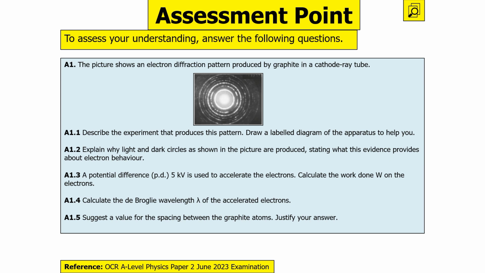electron behavior. A potential difference of 5 keV is used to accelerate the electrons. Calculate the work done on the electrons. Calculate the de Broglie wavelength of the accelerated electrons and suggest a value for the space in between the graphite atoms just to find your answer. So pause the video now, then unpause the video when you want to go through your answer.